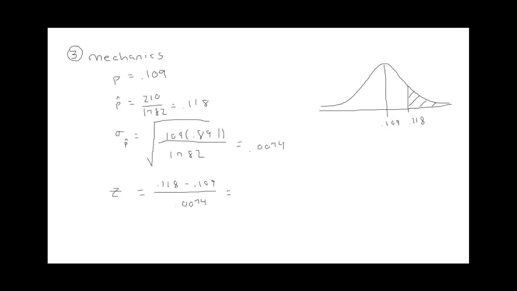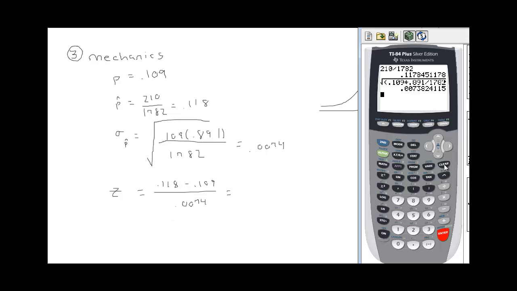Now, I'm not going to need to do any of this work by hand because I have the calculator. So let's take a look at how to do that on the calculator. All right, we're going to go to Stat Test, and I'm going to find one proportion z-test, which you can see right here is choice 5. So I'm going to click choice 5.